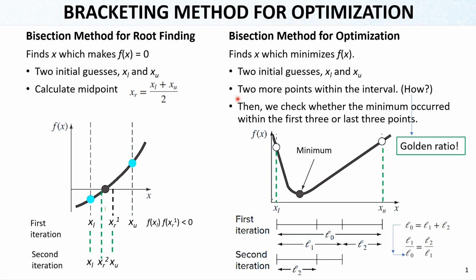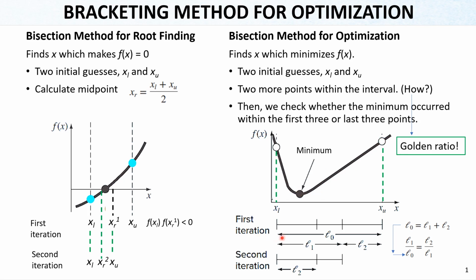That's why we will need two more points within the interval. So in addition to the two initial guesses, we will have additional two more points. And with these two more points, we will check whether the minimum occurred within the first three or the last 3 points. So let's say we have 3 and 4 points. We will check first 3 if minimum is here, or the last 3. We will check those and see.